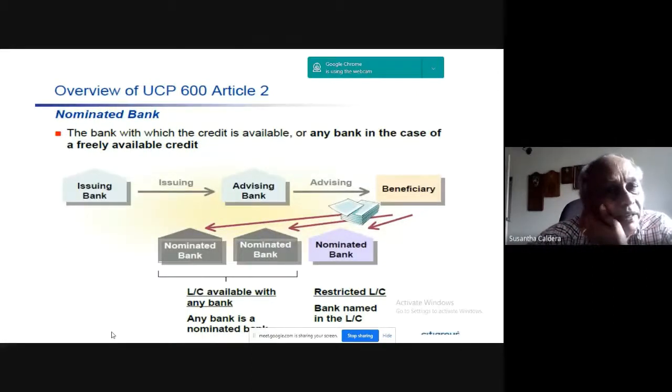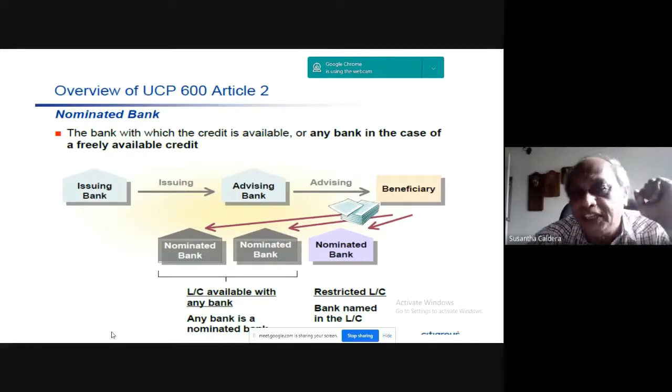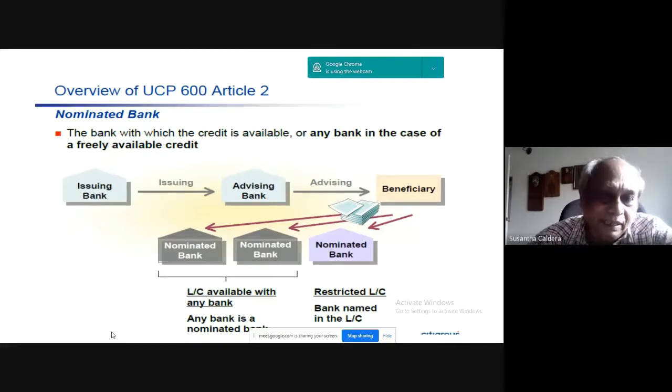Nominated bank. A nominated bank is the bank with which the credit is available, or any bank in the case of a freely available credit. The credit, in the sense of letter of credit, always means letter of credit, LC. If the LC is available with any bank, then that means it's freely available credit. You can go to any bank and negotiate the bill.